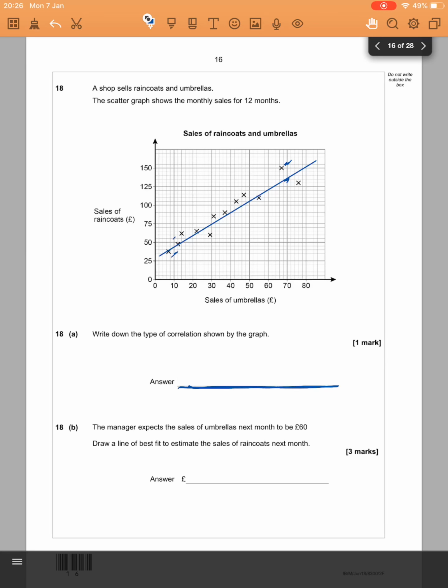The manager expects the sales of umbrellas next month to be £60. So here's my umbrellas on the horizontal scale. So it expects the sales of umbrellas to be £60. So I read up to the line. It's not quite landed in the right place. Read up to the line, there we go. And then from there I can read across to the axis over here. And I can estimate my sales of raincoats if the umbrella sales were £60.